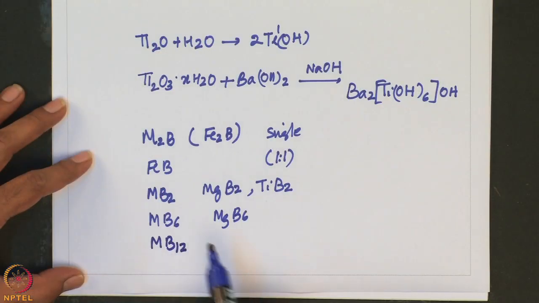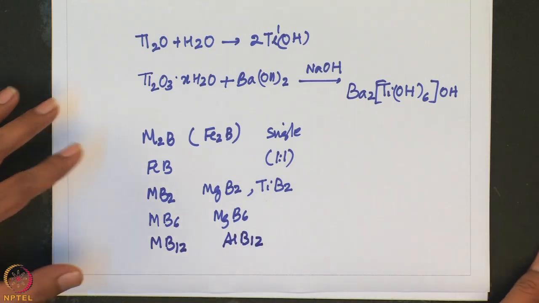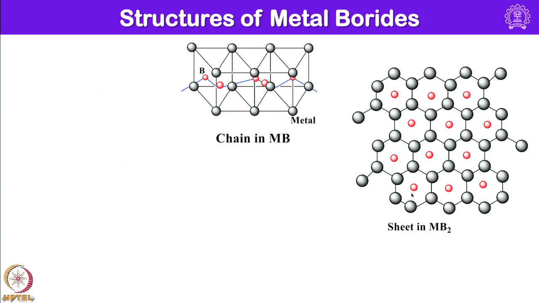In MB12, the last one, for example aluminium, basically what happens is we have icosahedral B12 clusters surrounded by aluminium in the lattice. Okay. So, I will try to show you some of them here. You can see here a single chain running, where the ratio is 1:1, and here the ratio is 1:2. So, between 2 sheets of metal one boron sheet is there.